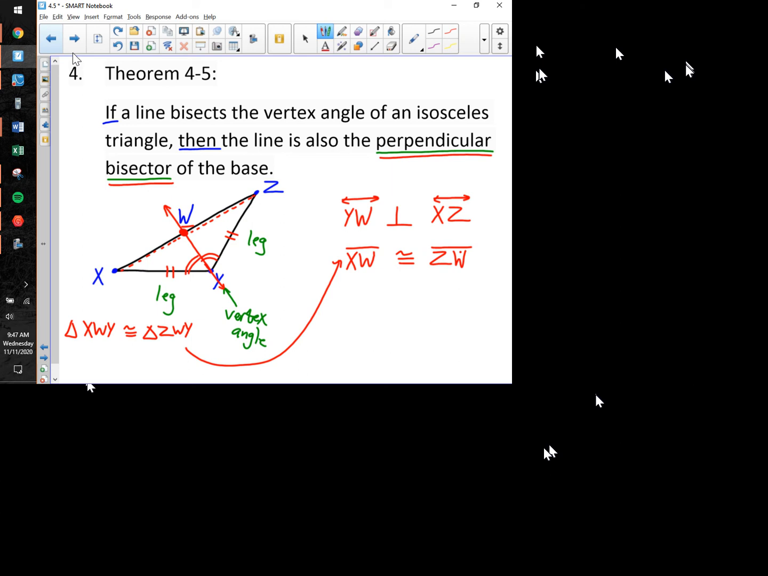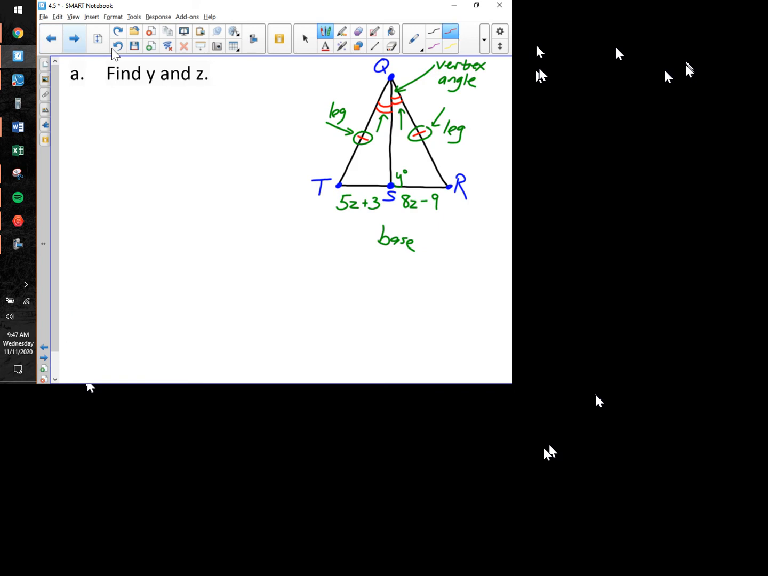The conclusion of this theorem now tells me that that line is also the perpendicular bisector of the base. And that tells me two important things. For starters, it tells me that line segment QS has to be perpendicular to line segment TR. And right away, guys, what does that tell us? Y has to be 90 degrees. That takes care of the perpendicular part. The other important part, though, is that it's a perpendicular bisector. That tells us that point S is the midpoint of TR, and that these two segments down here on the bottom have to be congruent.